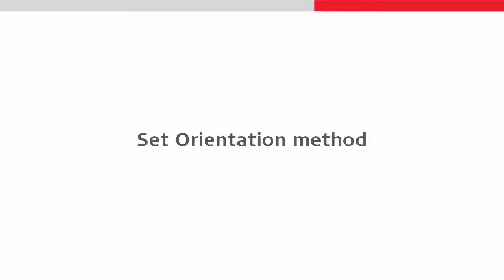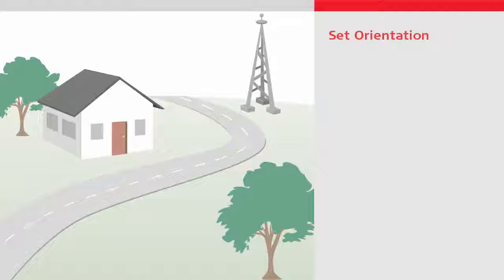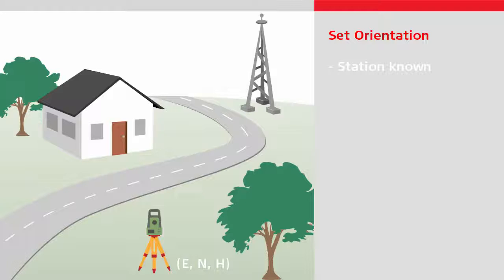Let's run through the set orientation method. Use set orientation in the following case: if the point over which you will position the total station is known, you know the orientation to the backsite point. That is, you know the direction from where the total station will be positioned to the backsite. This could be a church tower, a cross on a mountaintop, or any other known point. And you don't need to be able to measure a distance to the backsite. That is optional, but you do need to be able to see the backsite.